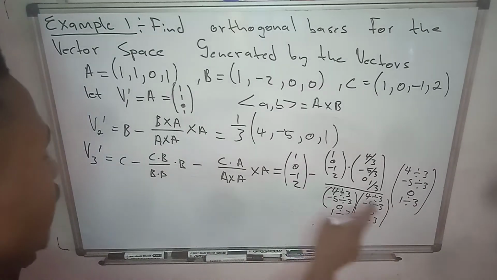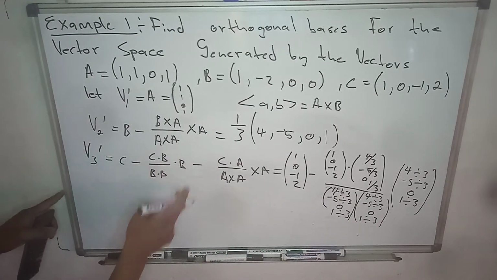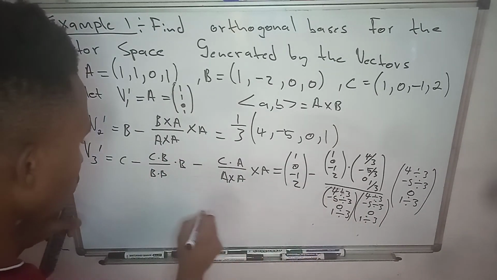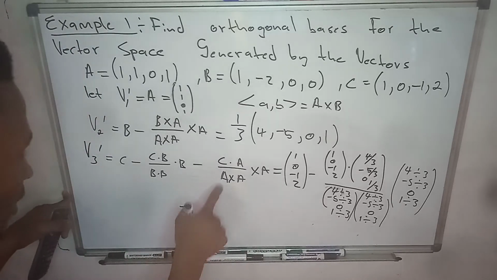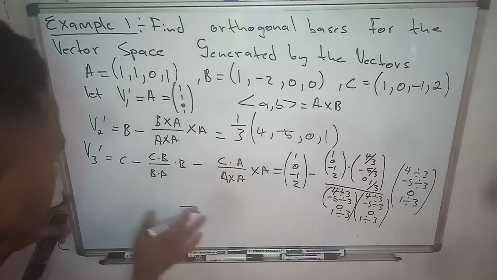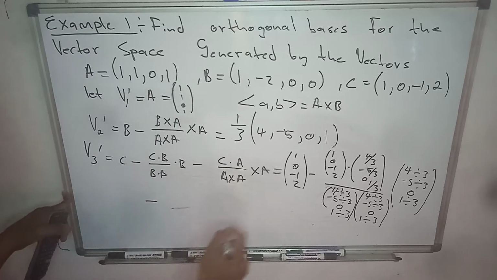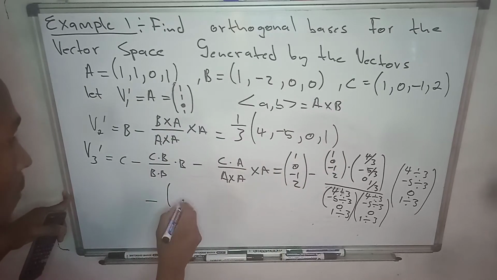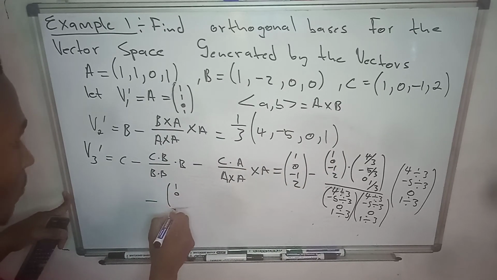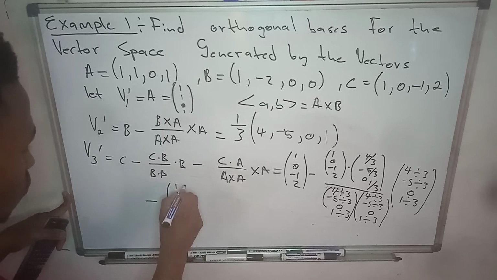So this is for this part. Let's check for A. We are going to subtract again. This is for A right now. But what is our C? Our C is the same as 1, 0, minus 1 and 2.